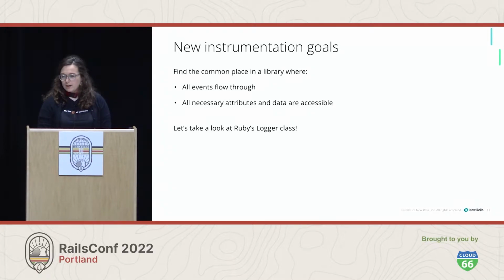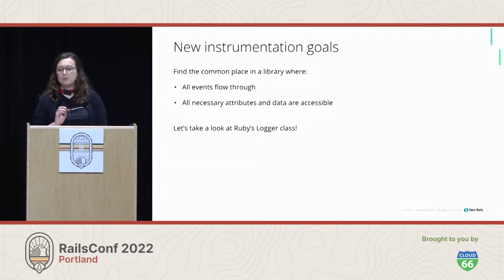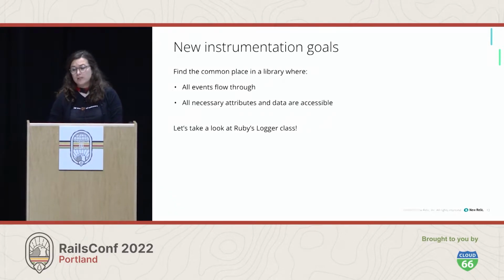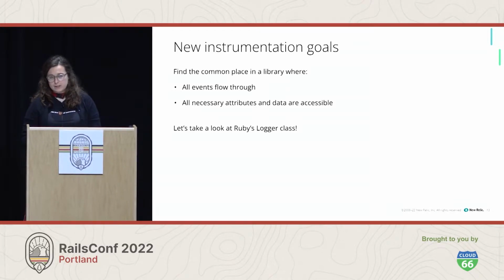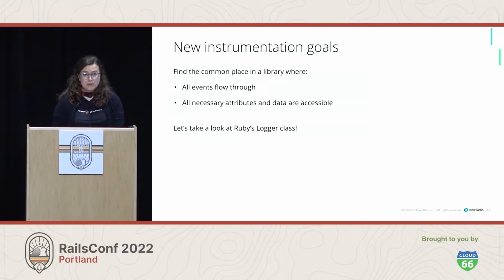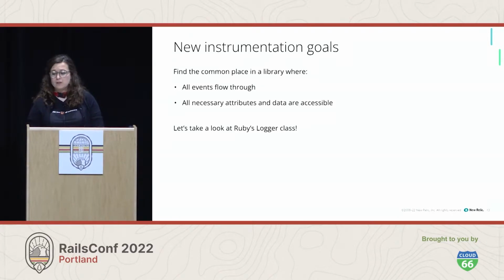So when we have a new piece of code, or really a new library we want to instrument, we try to find the common place where all of the events that we want to capture will flow through, and all the necessary attributes and data will be accessible. Hopefully that'll be within the same method. Sometimes it might need to be within a few methods. But we're really fortunate in Ruby that the logger class that's built into the language is actually what the majority of the libraries will use to log the messages that you see. So that's where we decided to put our code.